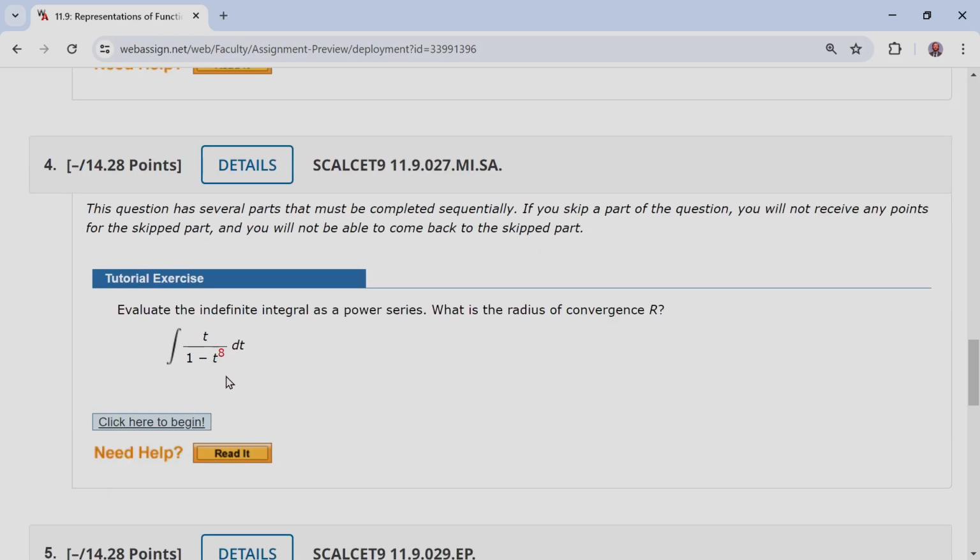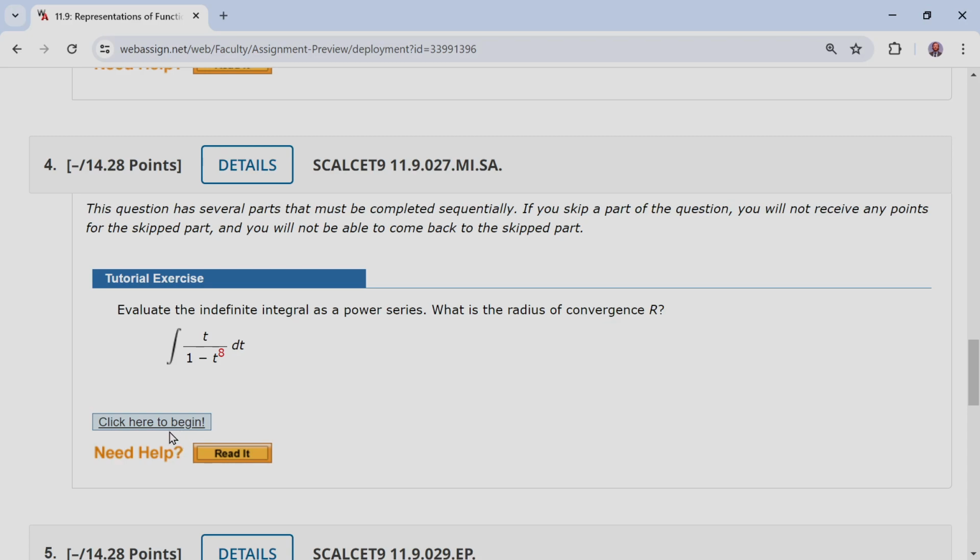Okay, evaluate this indefinite integral as a power series. So you see here, the first thing we're going to do is view this as of the form a over 1 minus r. R here is t to the 8th. A here is t. So this as a power series is t plus t to the 9th plus t to the 17th. We're multiplying by t to the 8th to get to every next term. So when you view that as a power series, you're going to have t to the 8n plus 1 as the expression. So sum from n equals 0 to infinity of t to the 8n plus 1.